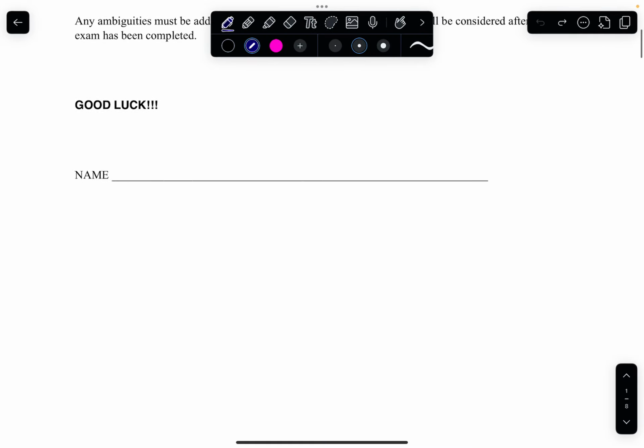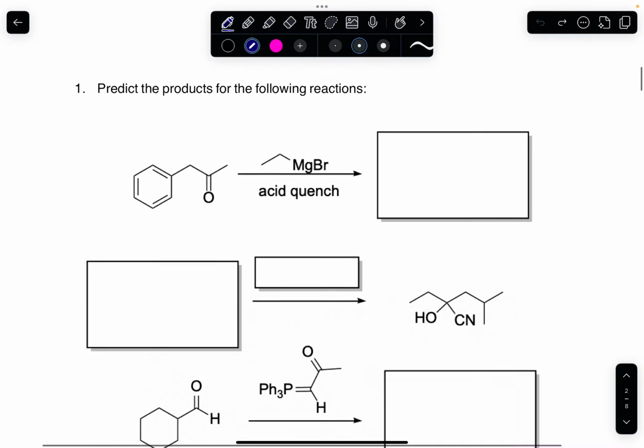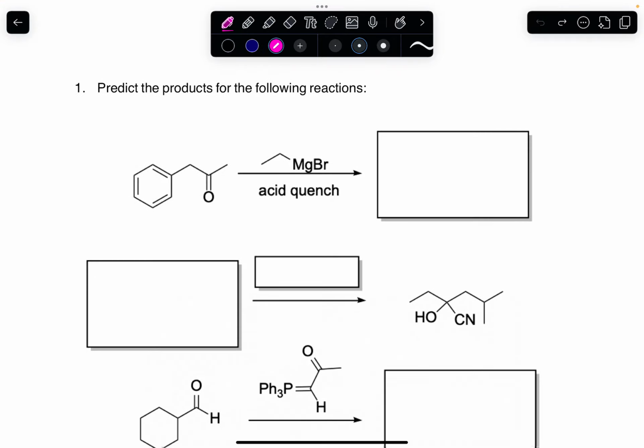All right, everyone, we're doing the practice exam 2 for OChem 2. So predict the product. One strategy we always want to use with carbonyls, I'll just do it for the first one. We want to draw the Zwitter ion. That shows the reactivity of the carbonyl. So we see our positive and our negative charges.